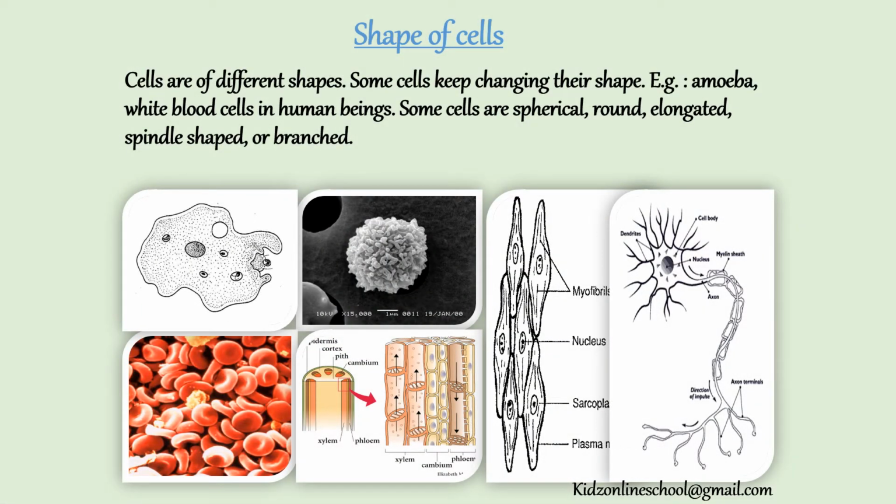Shape of cells. Cells are of different shapes. Some cells keep changing their shape. Example, amoeba, white blood cells in human beings. Some cells are spherical, round, elongated, spindle shaped or branched.